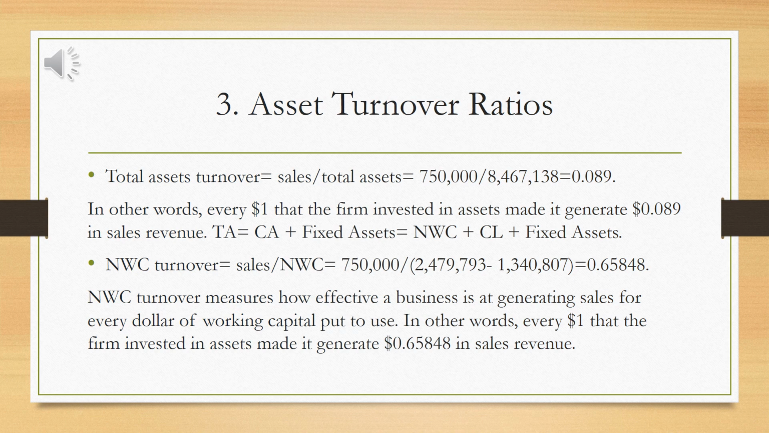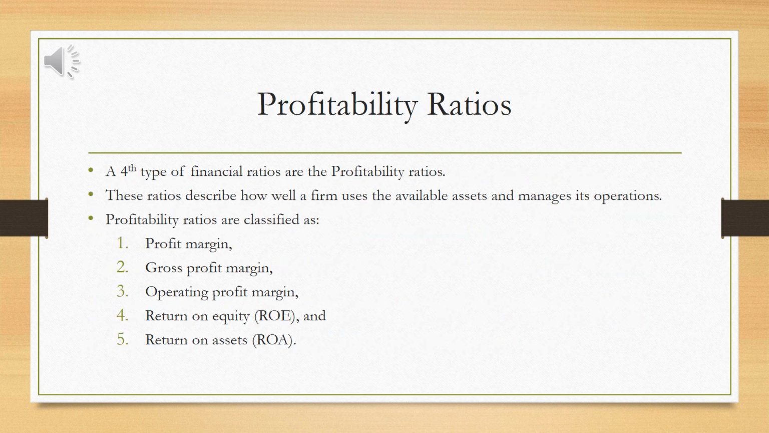0.65848. Net working capital turnover measures how effective a business is at generating sales for every dollar of working capital put to use. In other words, every $1 that the firm invested in assets made it generate $0.65848 in sales revenue. A fourth type of financial ratios are the profitability ratios.